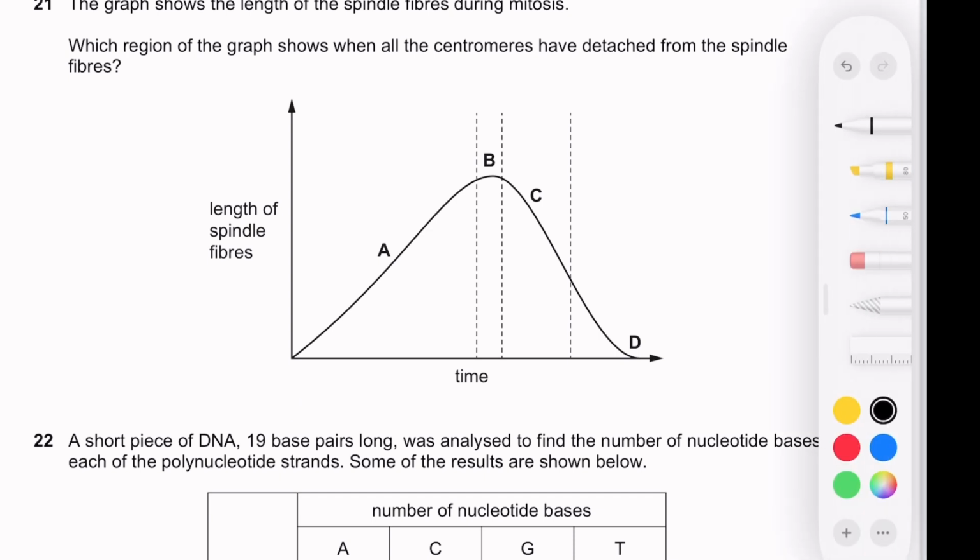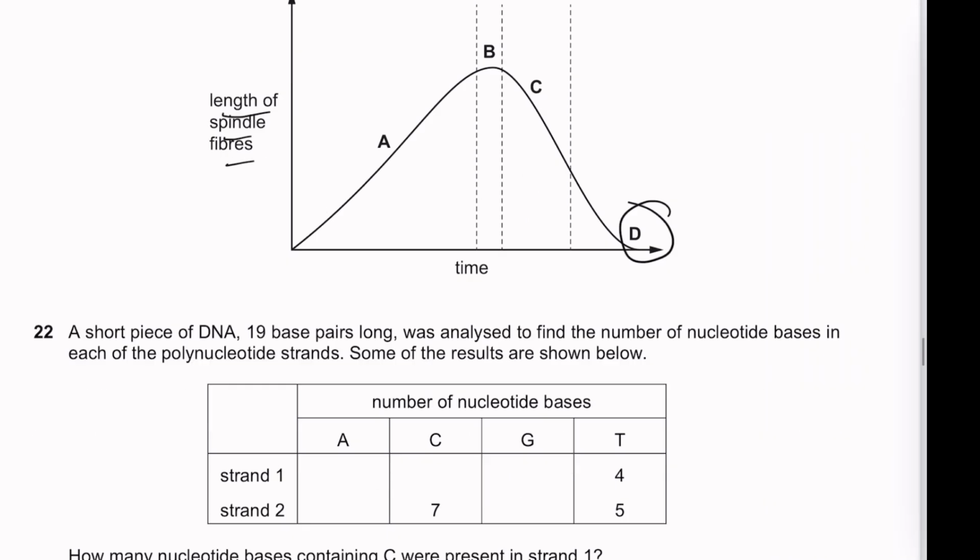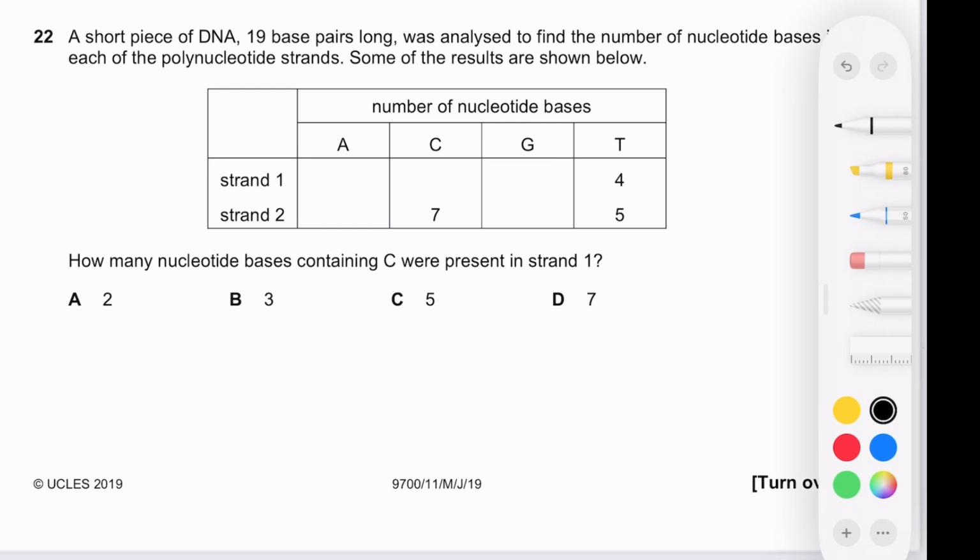The graph shows the length of the spindle fibers during mitosis. Which region of the graph shows when all the centromeres have detached from the spindle fiber? So the length of the spindle fiber, and basically the centromeres have detached from the spindle fiber. I suppose basically when there's no spindle fiber, then the centromeres will detach from it, right? That's D.